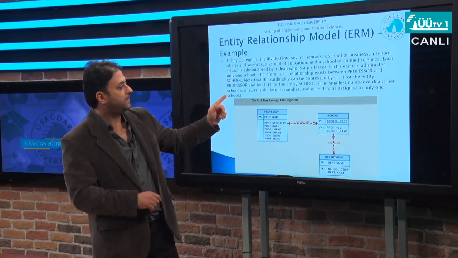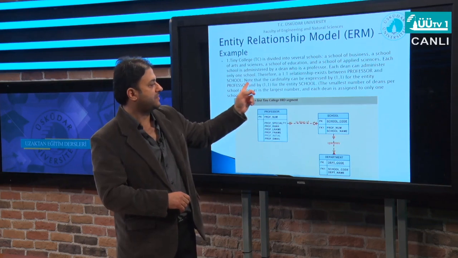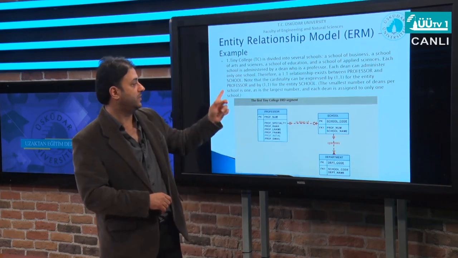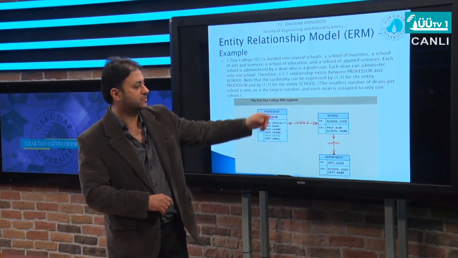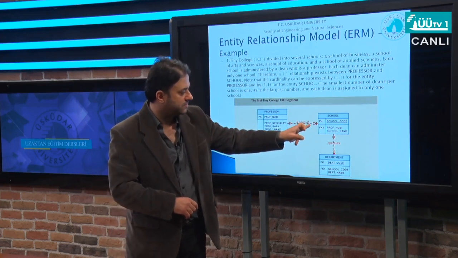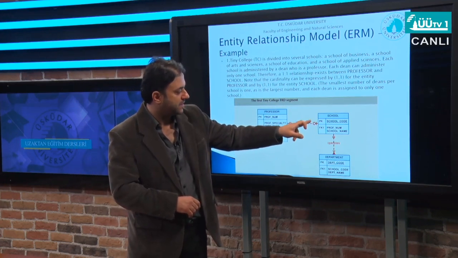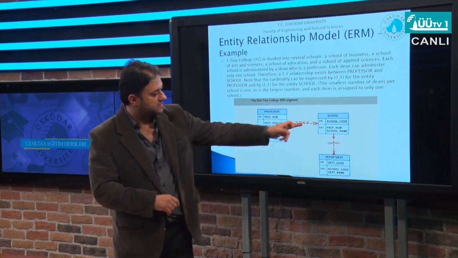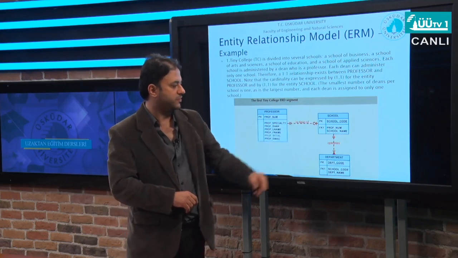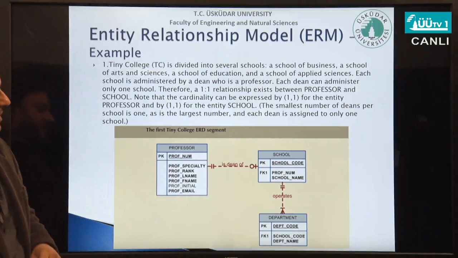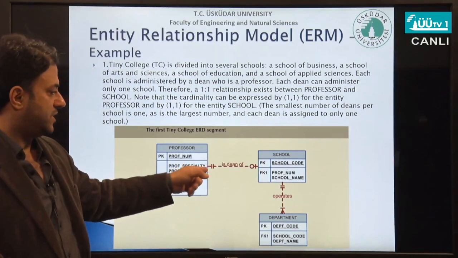Now note that the cardinality can be expressed by one-to-one for the entity professor and by one-to-one for the school. I think this is a mistake in the graph from the book. This is supposed to be one-to-one, and this is one-to-one.